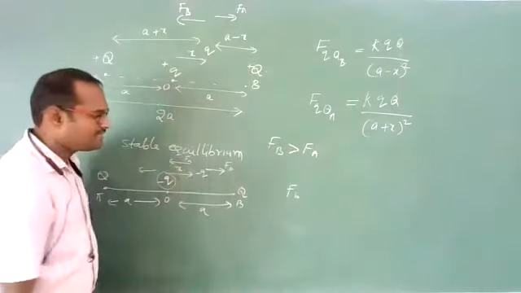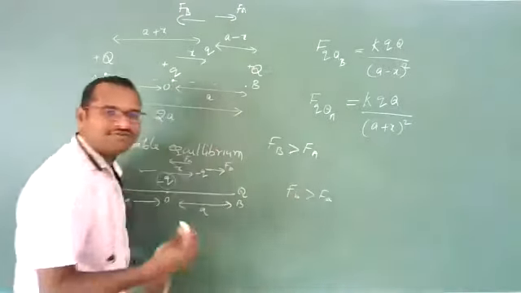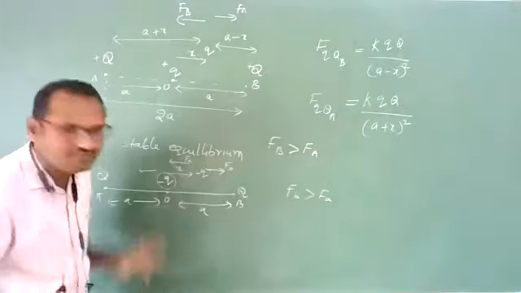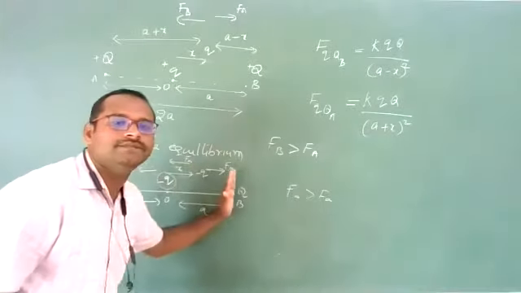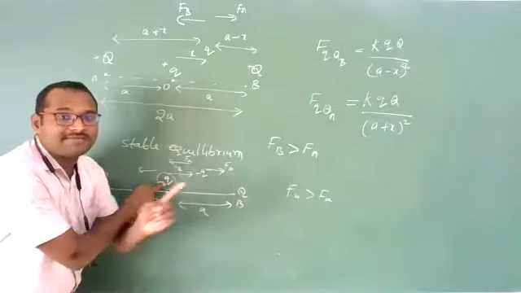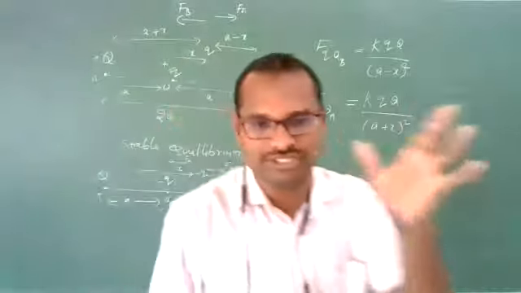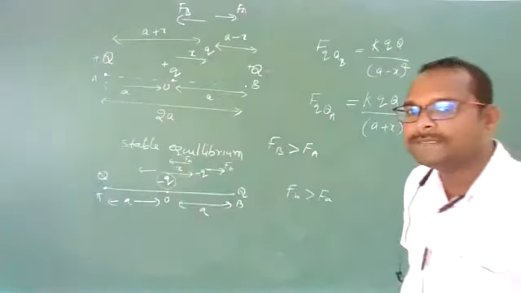As we know, force due to B is greater than force due to A. Which side force is more? This side force is more. Then it will go this side only. Means it is not in stable equilibrium condition. It is in unstable equilibrium condition. Are you getting?